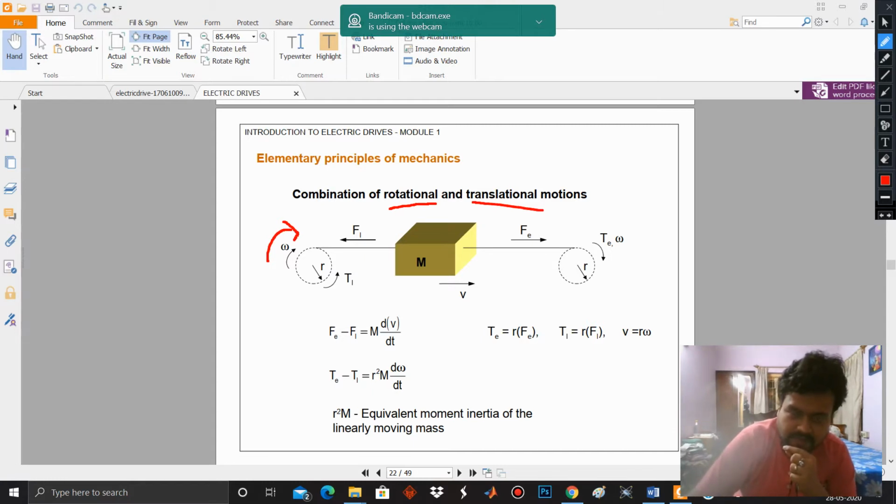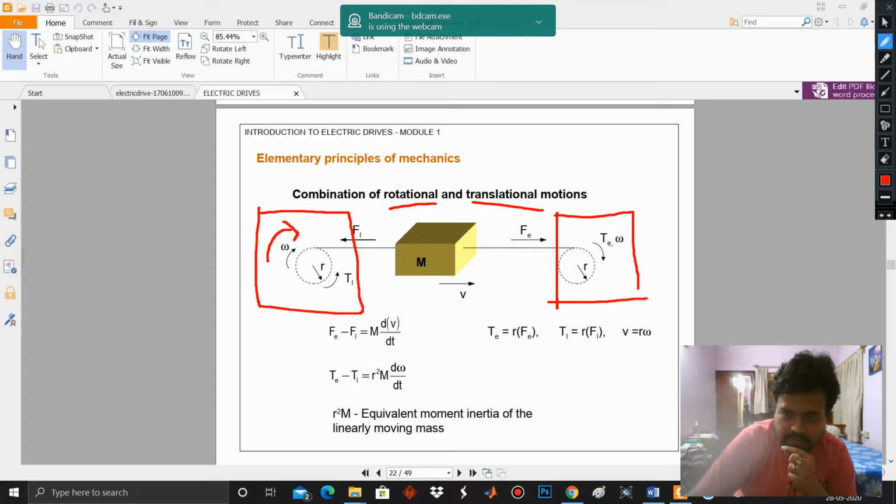What is the angular speed? It is omega. So this part of the system and this part of the system exhibit rotational motion. But between them, a mass m is connected by a rope. So this is due to motor M1, and this is due to motor M2. M1 and M2 are exhibiting circular motion, whereas this mass M is exhibiting linear motion.